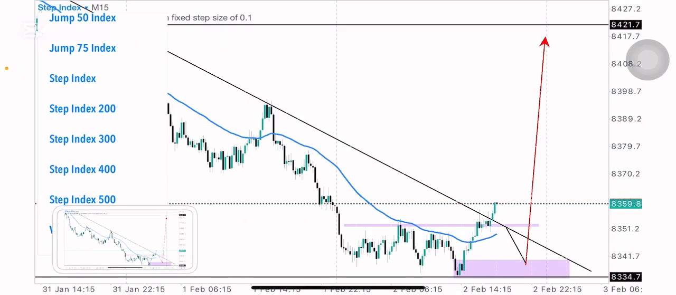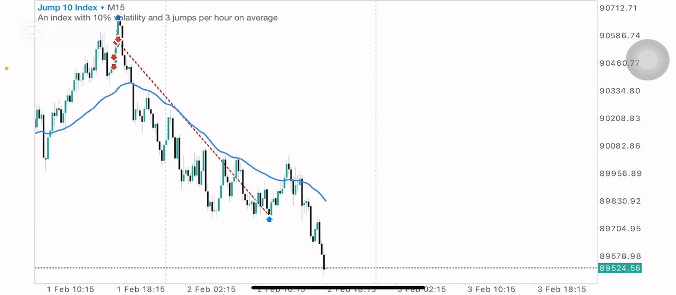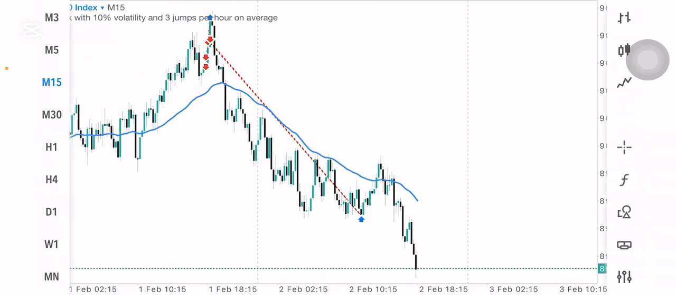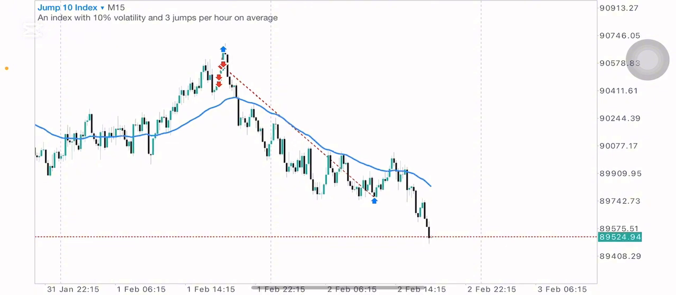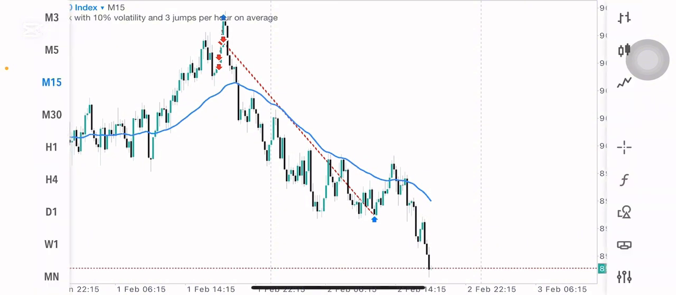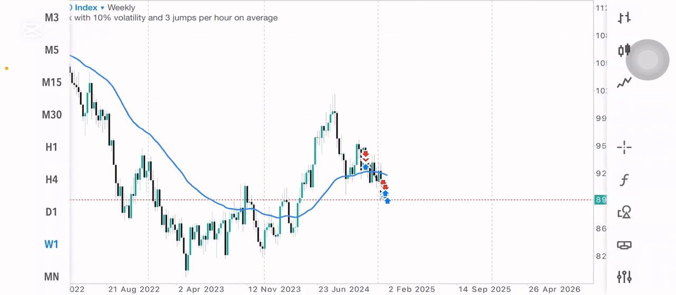All right, so what else? Jump. Let's do jump. Jump 10. I cashed out from jump 10. Yeah, I made money from jump 10, which you can see here. So let's go to the weekly time frame. Let's see.